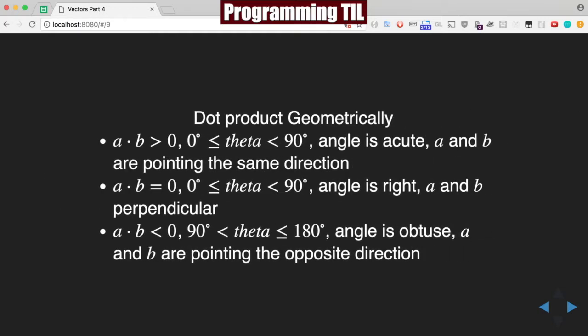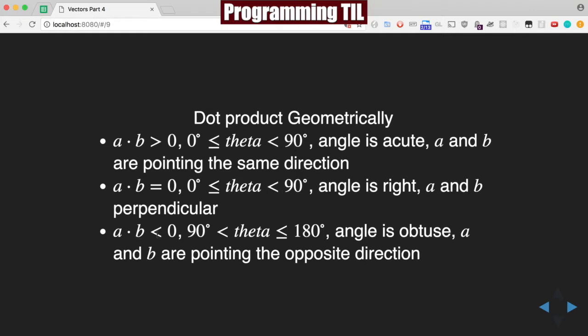Here are some different examples of what ends up happening. If A dot B is greater than 0, that means the angle is between 0 and 90. It's acute, and A and B are pointing in the same direction. If A dot B is equal to 0, then the angle is equal to 90. That's an errata, excuse me. So it's a right angle, the angle will be 90, and A and B are perpendicular.